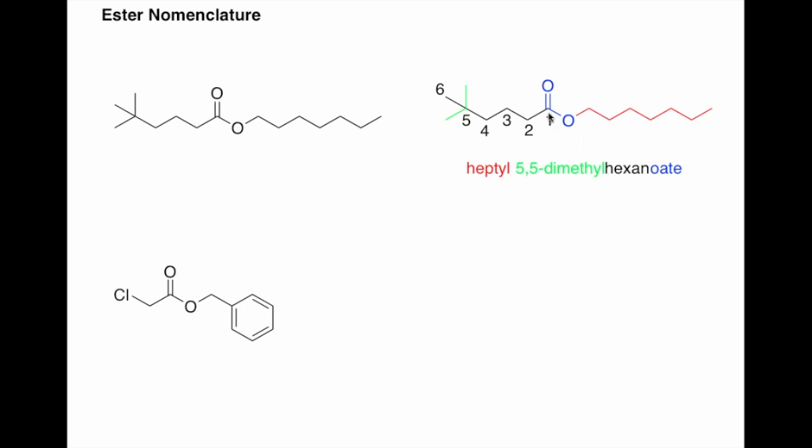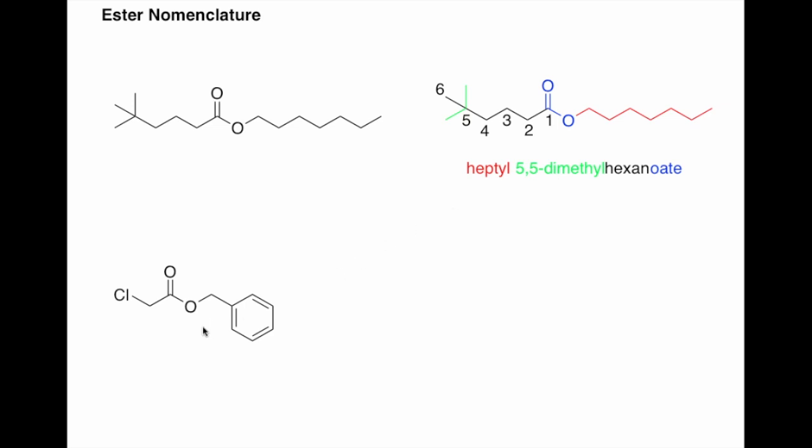We count the hexanoate chain from the ester carbon to the substituents. In this case, there's 2 methyl groups at the 5 position, and we put the names of those directly out front of hexanoate, so 5,5-dimethyl.